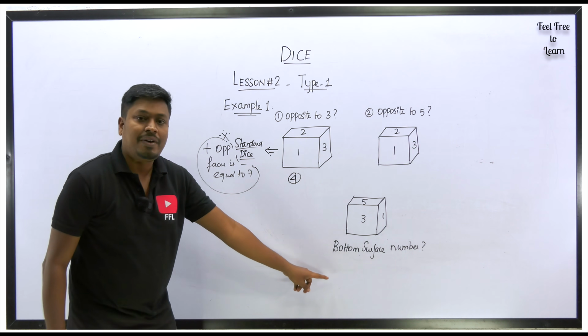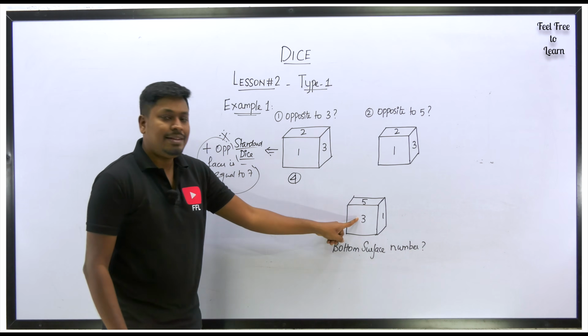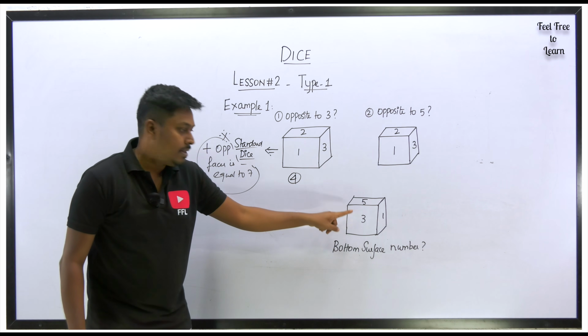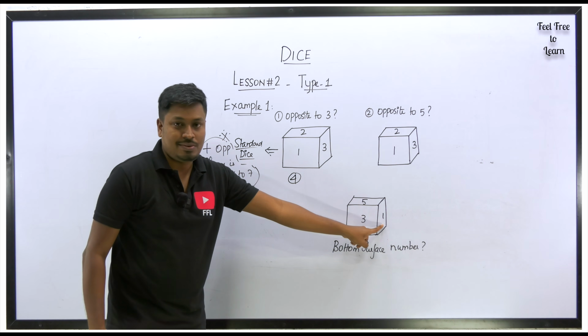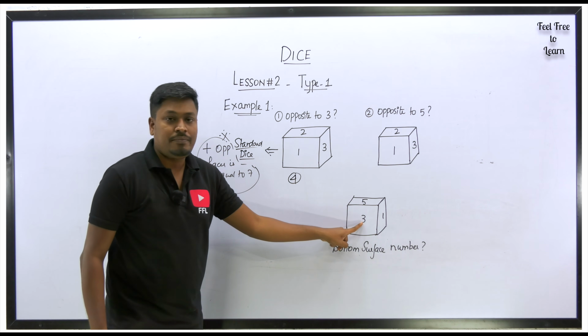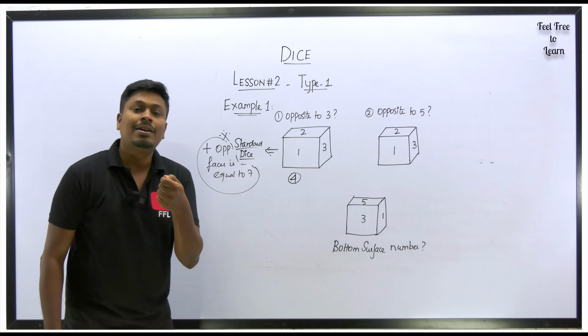So our target is to find what is the bottom surface number. First check whether the given dice is a standard dice or a general dice. So 5 plus 3 is what? 8, not 7. 5 plus 1 is what? 6, not 7. 1 plus 3 is what? 4, not 7. So finally, while adding the adjacent faces, I am not getting a 7.